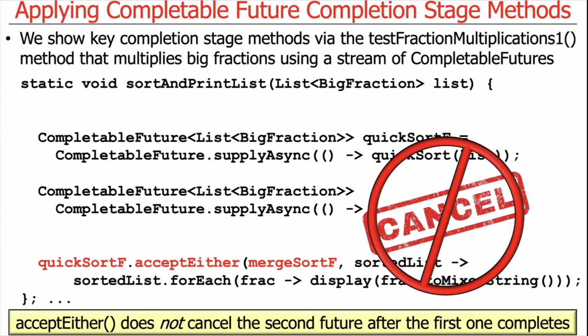Also, keep in mind that acceptEither does not cancel the second future after the first one completes. After the first future completes, the second future is not canceled, it's just ignored. That's because there could be some other part of the code that wants the results of that completable future, so it doesn't go ahead and unilaterally cancel it.